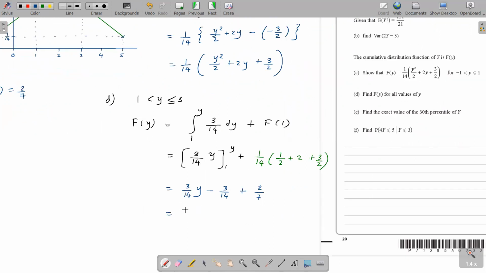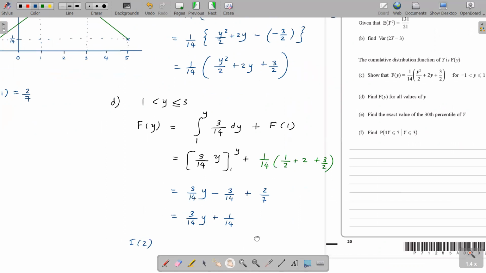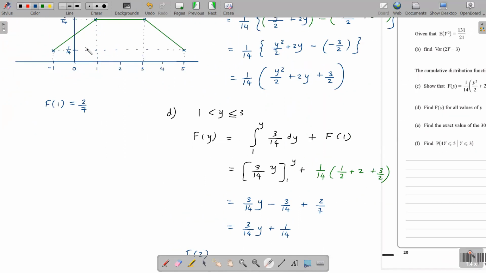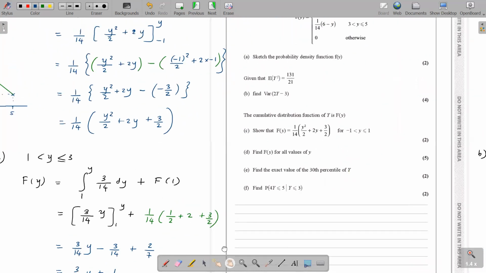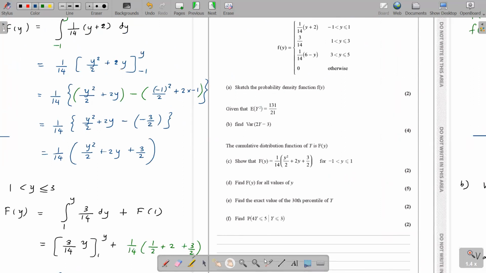Can you all add it all? 3/14 y plus 1/14. So basically, if you use F(2) here, now what happens? Because you have added the previous part, you will get the area from 1 to 2, and also the area behind it is already added. So you will get the total area from -1 to 2. Is that clear? So we are not done yet. There's another part to fix. The last part is the integration. You have to consider the region for y values between 3 to 5.